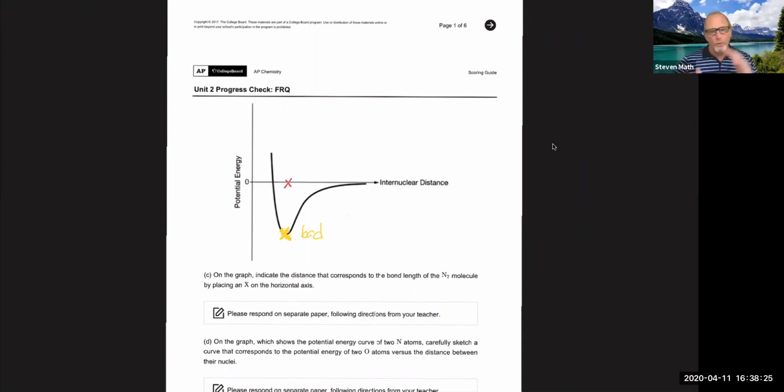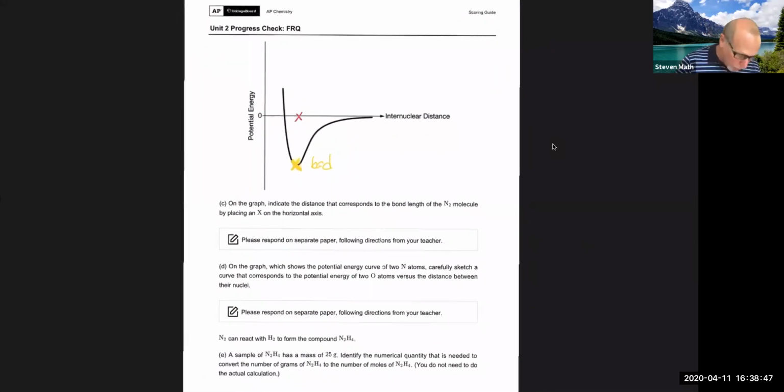So please, we're going to be real finicky about this because it's a short test. There's no room for silly mistakes on a question that I know you guys understand how to answer. Let's just be careful in how we read the question and give them a quality answer for it, okay? Now, D is a really hard question. Only conceptually, not that it's that difficult to read, but it says on the graph, which shows the potential energy curve of the nitrogen atoms, sketch a curve that corresponds to the potential energy of two oxygen atoms versus the distance.